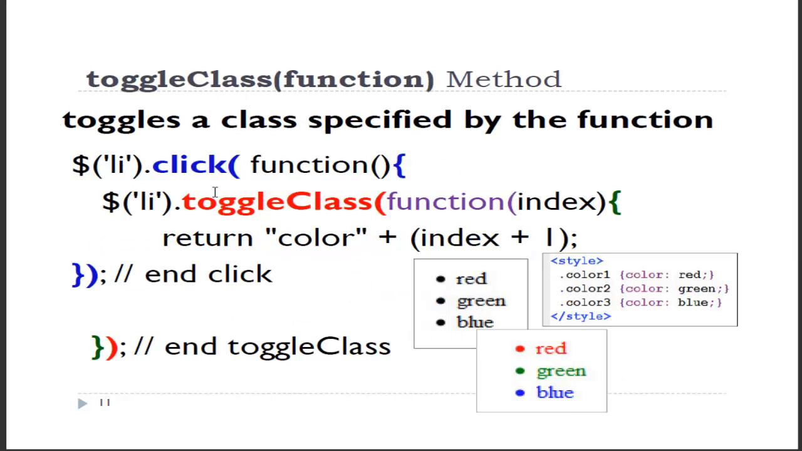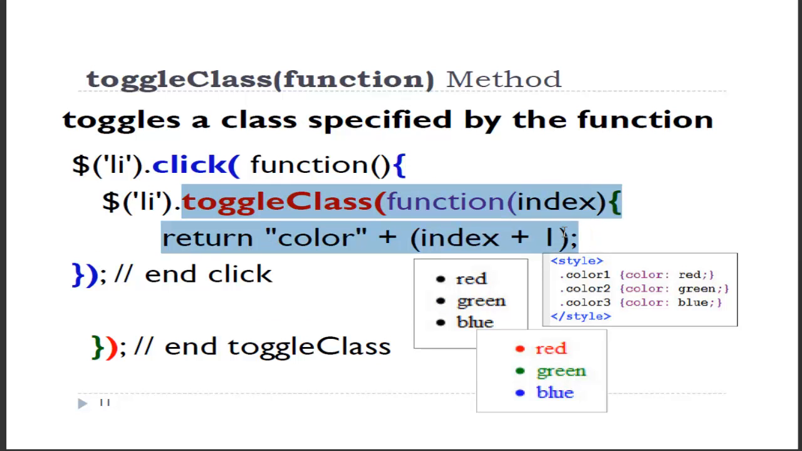And this is what it would look like when we removed the class. We also have the ability to call a function with the toggle class method. But here again, it will add and remove that value returned by the function. And here again, this function works with generating some kind of unique names based on an index value.